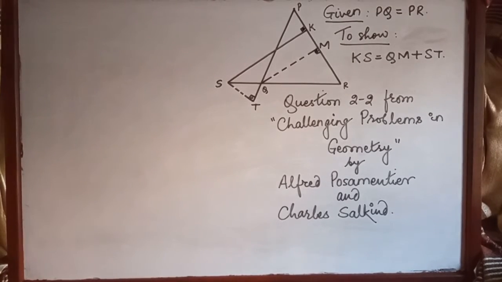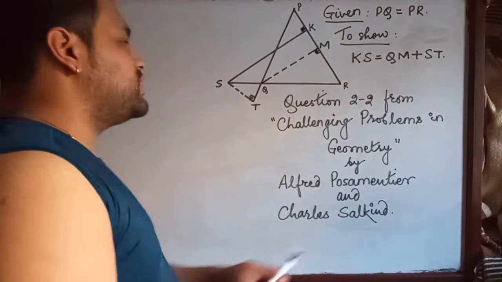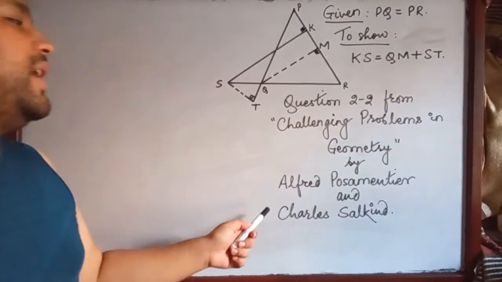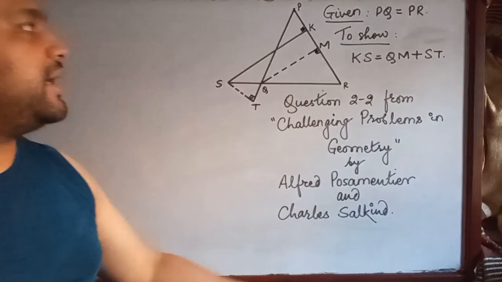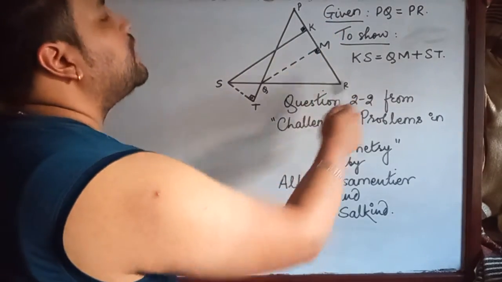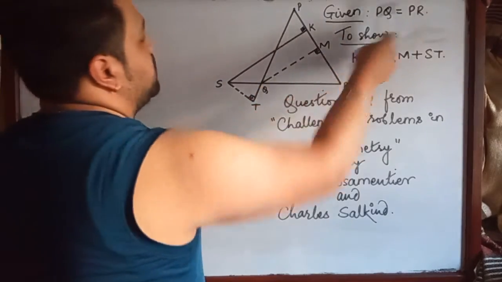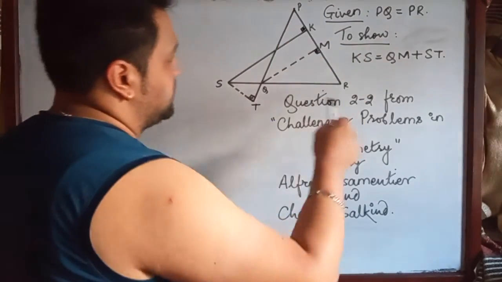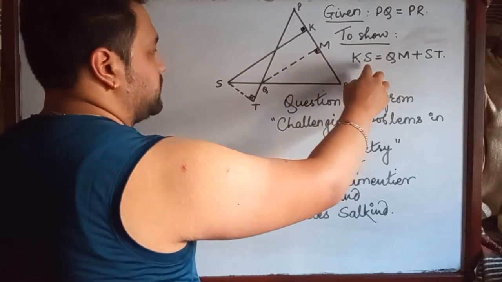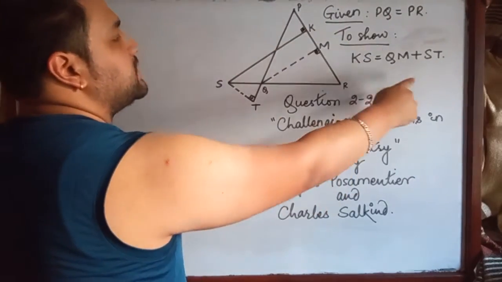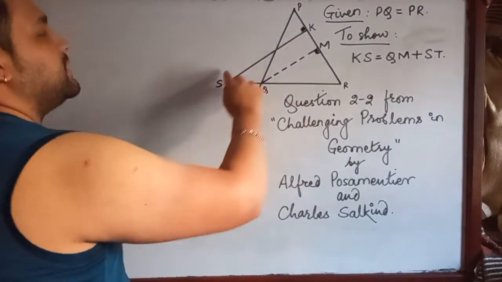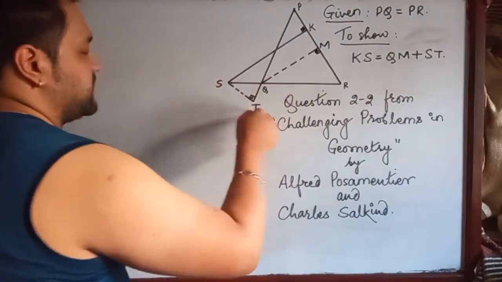Hello everybody. Today we're going to discuss the second question from section 2 of Challenging Problems in Geometry by Alfred Posamentier and Salkind. What we are doing is an isosceles triangle PQR with PQ equal to PR. This side is equal to this side, and we need to show that KS, this length, is equal to QM, this length, plus ST, this length.